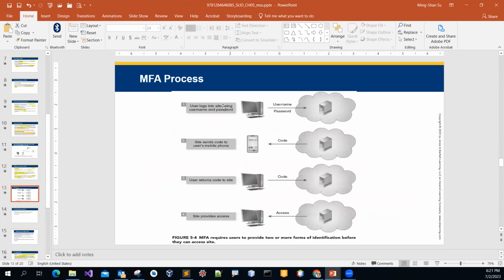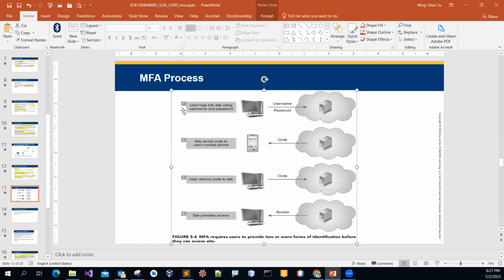So the multi-factor process: number one, the user logs into the site using username and password. Then the site sends a code to the user's mobile phone. The user returns the code to the site, and then the site provides access to the user. So MFA requires users to provide two or more forms of identification before they can access the site.